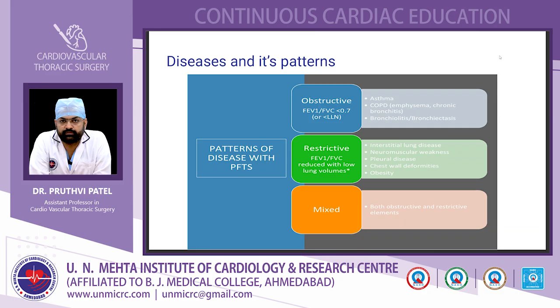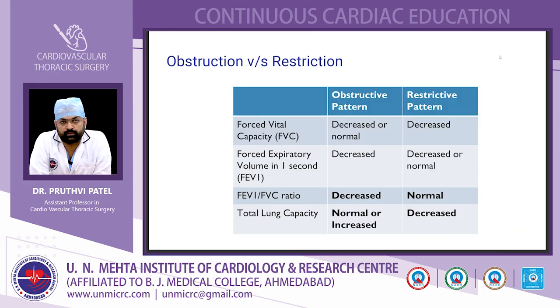Then in restrictive lung disease, we will have a reduced or normal ratio of FEV1 to FVC, but lung volume will be reduced for sure. These include interstitial lung disease, neuromuscular weakness, pleural disease, chest wall deformity, and obesity. And in a mixed pattern, we will have both obstructive and restrictive elements. So how do we identify whether it is obstructive or restrictive?